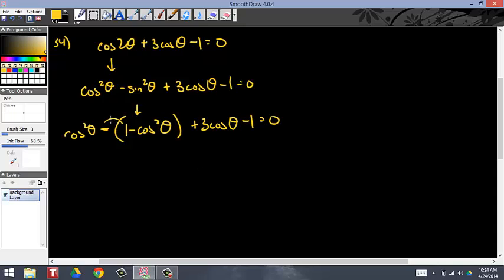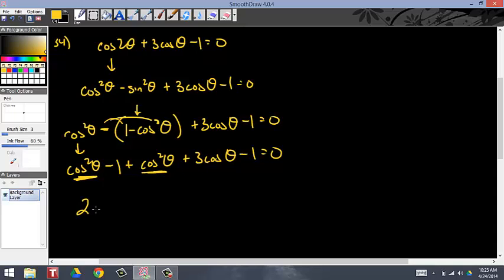From here, I'm going to distribute my negative. I get negative 1 plus, negative times negative, cosine squared theta, and I'm going to bring this cosine squared theta down from the top, plus 3 cosine theta minus 1 equals 0. Cosine squared theta plus cosine squared theta becomes 2 cosine squared theta. Those are gone. Negative 1 minus 1 is negative 2. Plus 3 cosine theta in the middle equals 0.